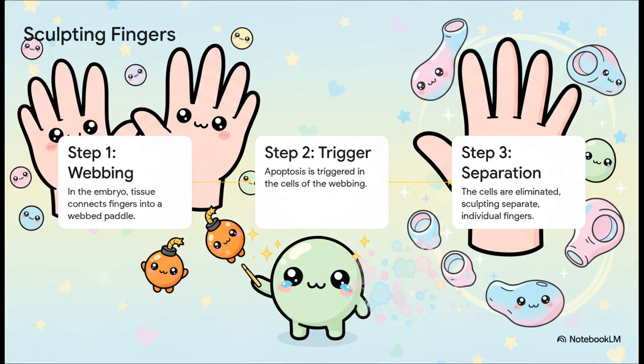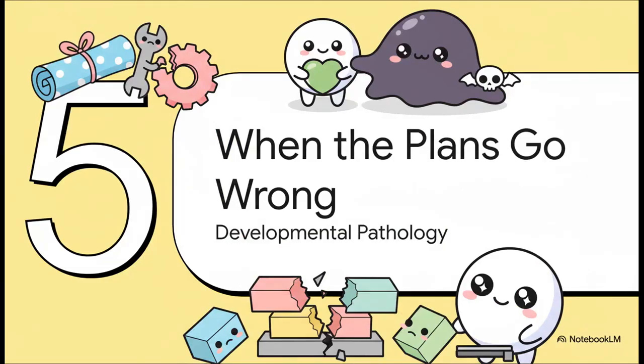A perfect example of this is right in your own hands. Early in development, our hands are actually webbed, kind of like little paddles. Then, apoptosis gets triggered in the cells of that webbing. They neatly self-destruct, and voila, you get separate fingers. This same sculpting process happens all over the developing body. So we have this elegant blueprint for growth, differentiation, and morphogenesis. And we have this amazing sculpting tool called apoptosis.